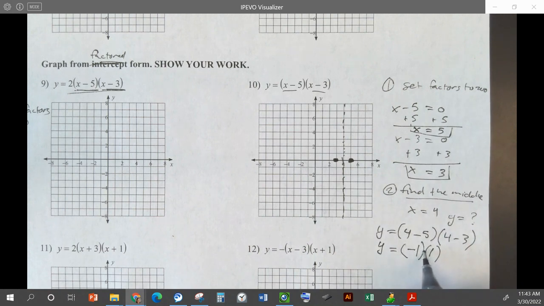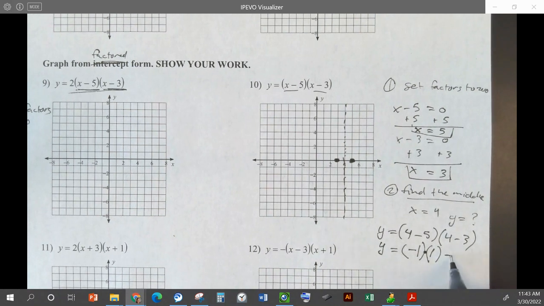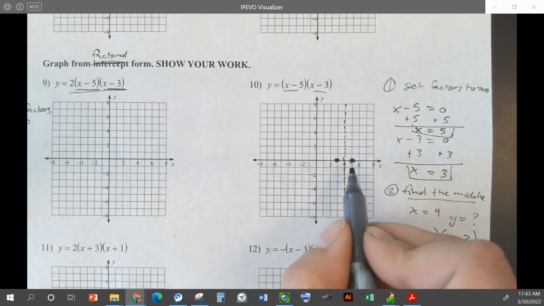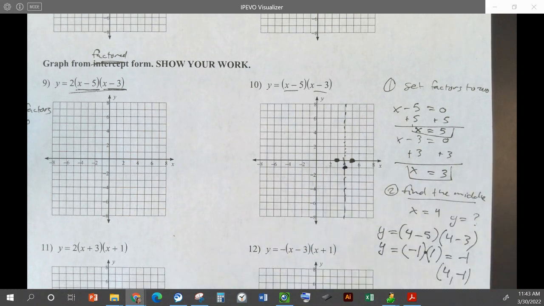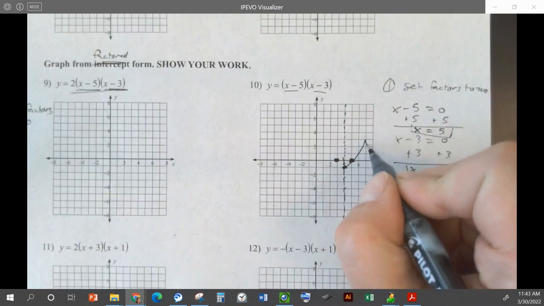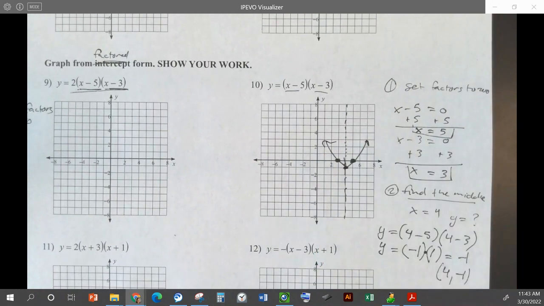And then negative 1 times positive 1. So this is times, sorry. Good, negative 1. Good. And so we've got 4. Our new point, our vertex is 4, comma, negative 1. Good. So 4, negative 1. Now we have 3 points. Now we can draw our parabola.